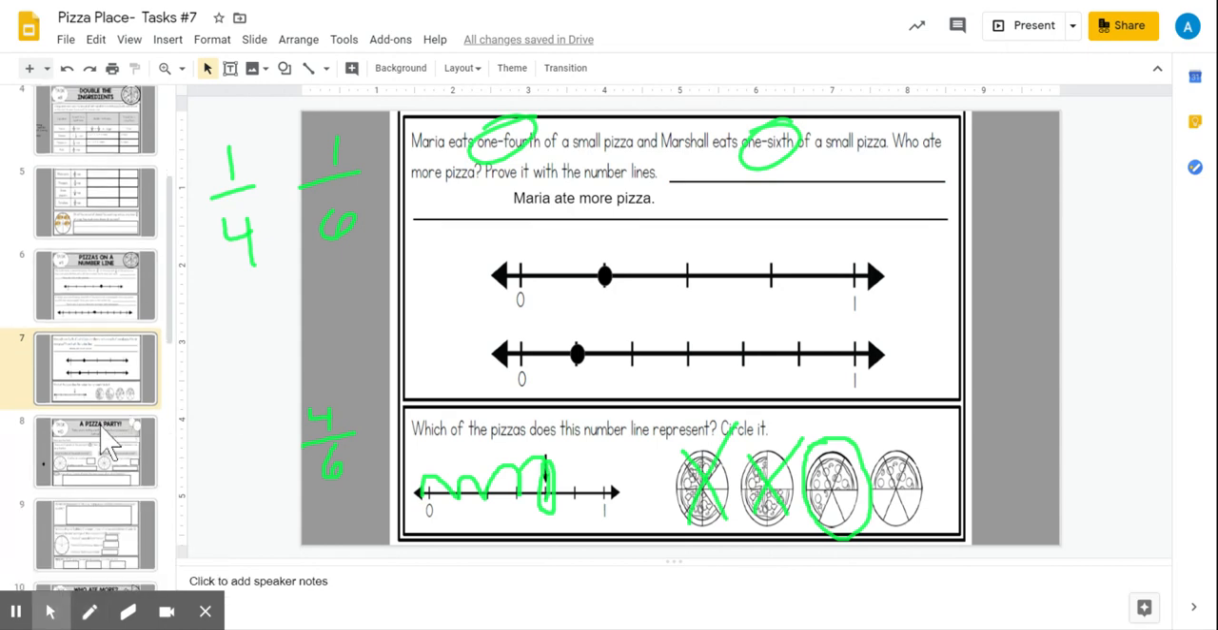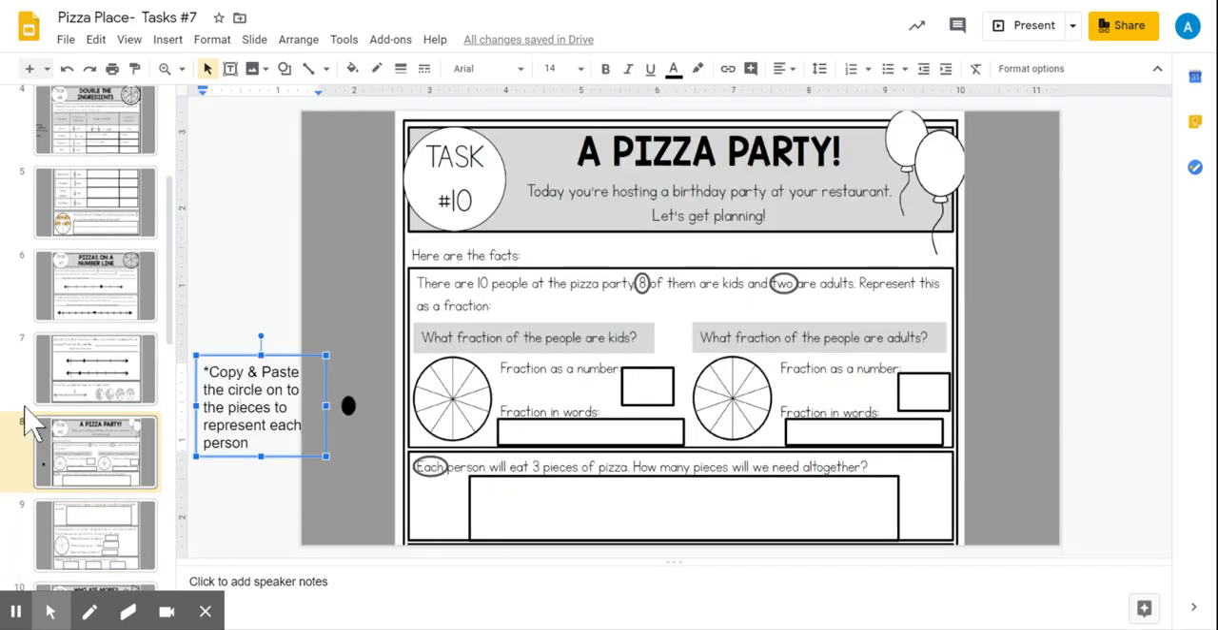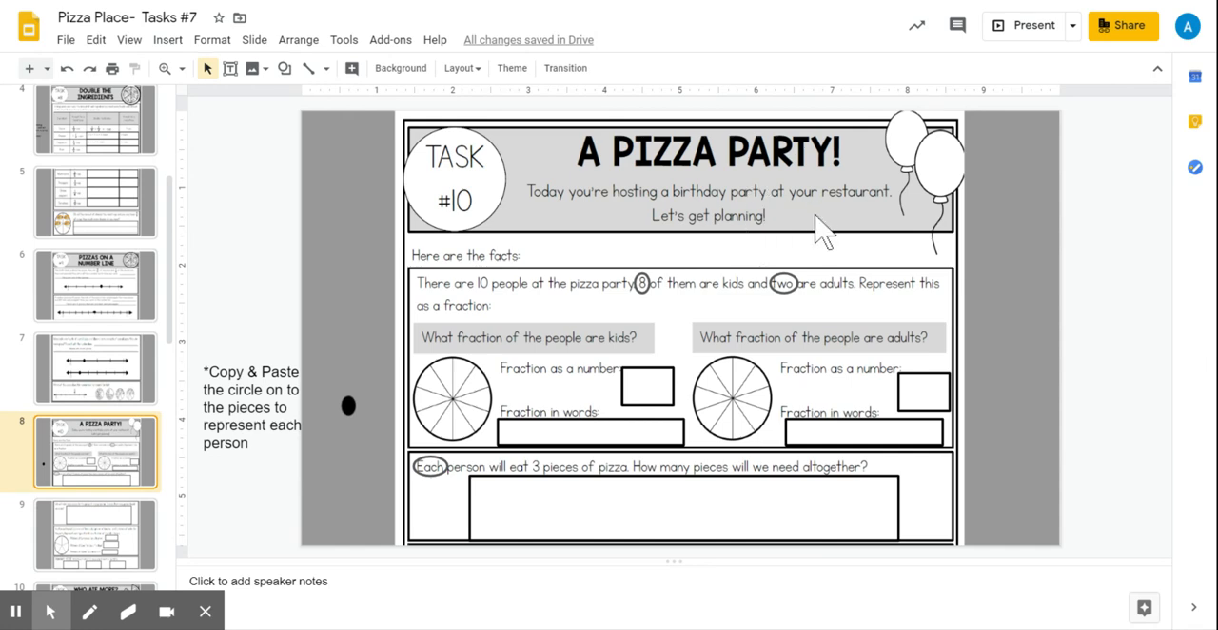All right, so now you're going to be doing task 10 on your own. I'm just going to talk you through it before you get started. So here it says that you have a pizza party. Today you're hosting a birthday party at your restaurant. Let's get planning. There are 10 people at the pizza party. 8 of them are kids and there are 2 adults.